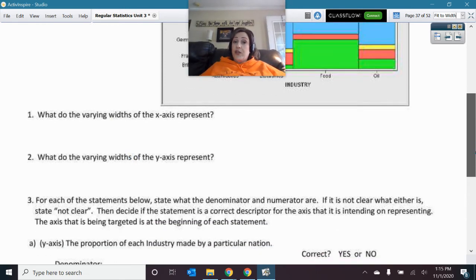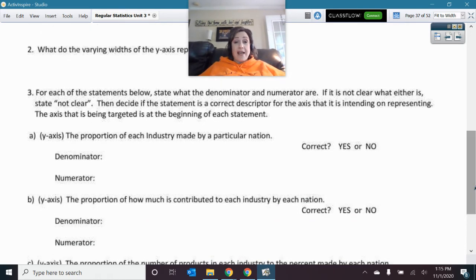And then you're going to look at some answers that I got from some of my students on this mosaic plot before. So all of these statements are actual student statements. And so I want you to read each statement, and what's in front is what it was intended to interpret. So this part A was intended to interpret the y-axis. So you're going to read this statement, and then you're going to state, based on what you read in that statement, what their denominator is saying and what their numerator is saying.